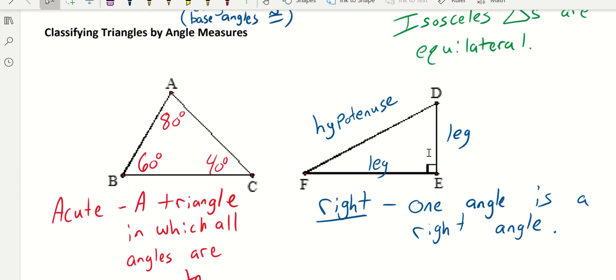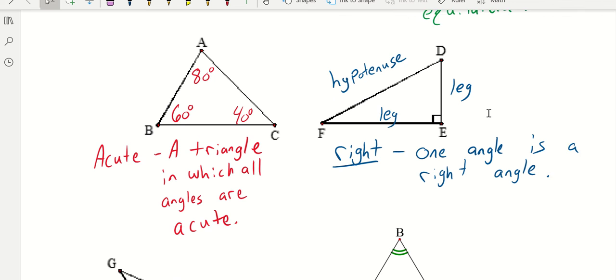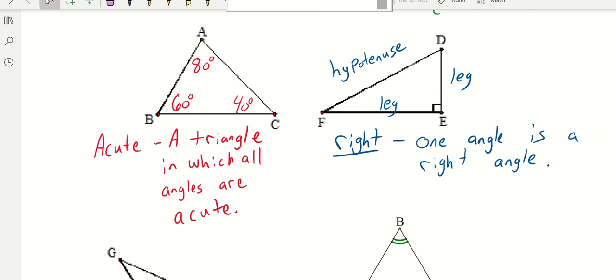Remember, in every triangle, the sum of the angle measures has to be, do you remember? 180. So if angle E is 90 degrees, how many degrees remain for the other two angles, angle D and angle F? 90 degrees. What is it called when two angles have a sum of 90 degrees? It's called complementary. So let's make a note of that. Angle F and angle D are complementary.